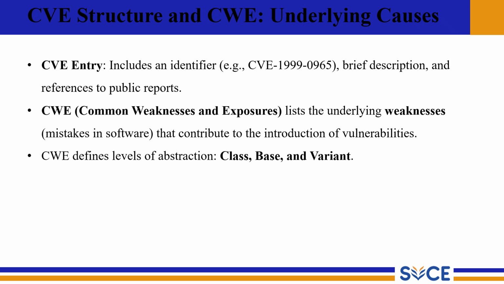Expanding on CVE is CWE, which is the Common Weakness Enumeration. While CVE tracks the vulnerability instance, CWE lists the underlying weakness, the mistakes in software that contribute to the introduction of these vulnerabilities. CWE entries describe weaknesses at various levels of abstraction, from class to base and variant.